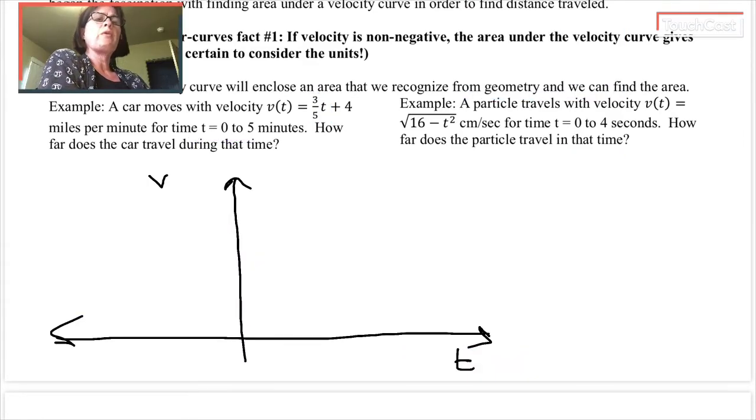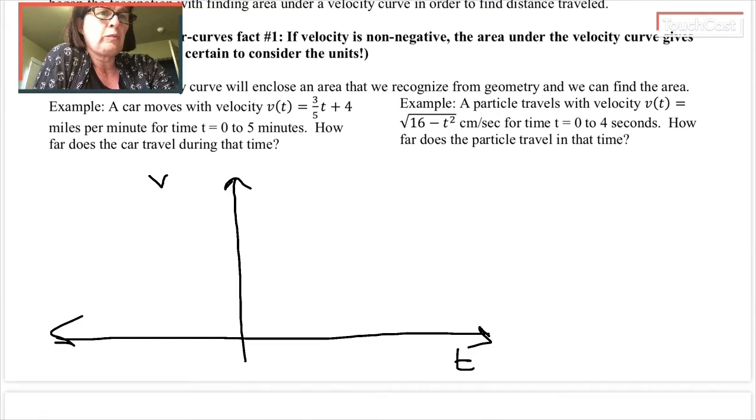So we're going to do a similar example. Again, I'm going to have a velocity curve. It's going to trace out a shape that I recognize from geometry, and I'm going to say that the distance traveled is the area under the velocity curve. And I'm going to use my geometry powers to figure out that area. So we have to start to recognize this expression. I have a velocity v of t equals the square root of 16 minus t squared.